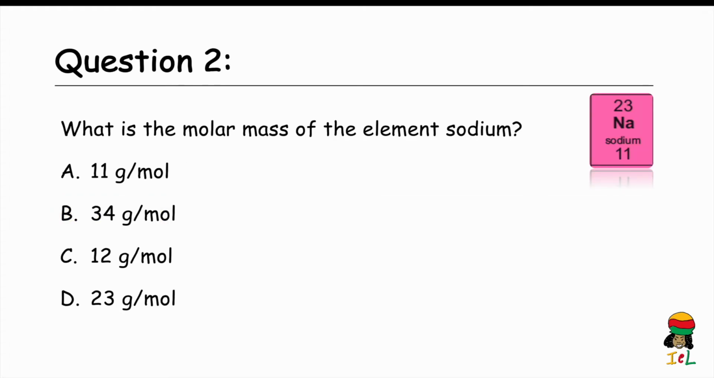Question 2. What is the molar mass of the element sodium? A. 11 grams per mole. B. 34 grams per mole. C. 12 grams per mole. D. 23 grams per mole. The answer is D, 23 grams per mole. Remember, the atomic mass or the mass number tells the mass for 1 mole of the element. Sodium has a mass number of 23, therefore the mass of 1 mole of sodium is 23 grams.